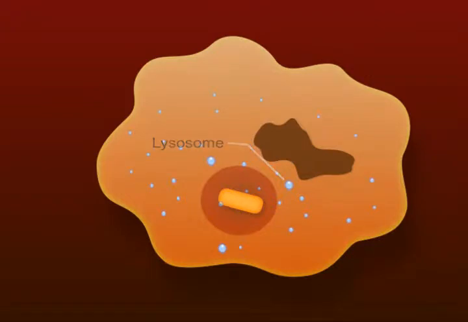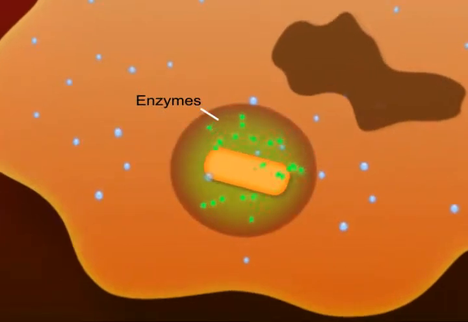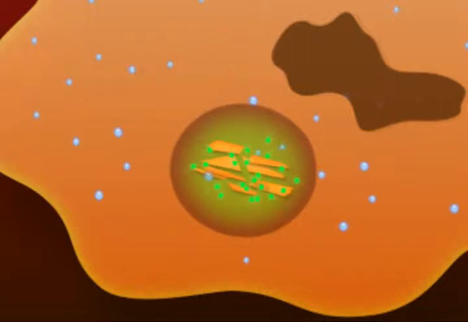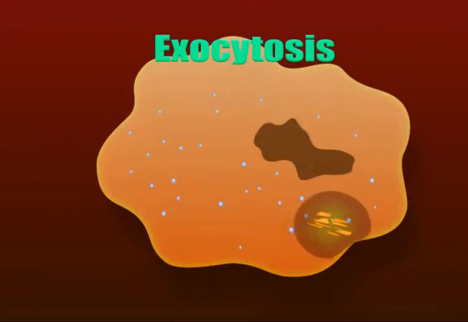The lysosome contains powerful chemicals and enzymes which can destroy bacteria. Now, the fusion of the phagosome with the lysosome forms the phagolysosome. Inside the phagolysosome, the microorganism is then killed and digested. Finally, the digested materials are eliminated from the macrophage by the process of exocytosis.